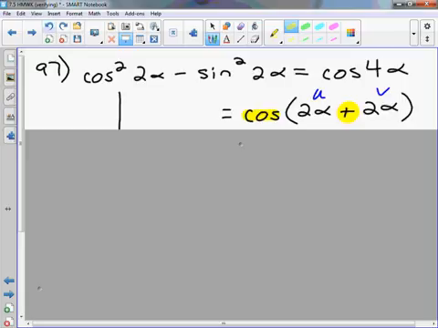So the sum formula for cosine goes cosine u cosine v minus sine u sine v. If you check that on your identity sheet, we can confirm that easily.